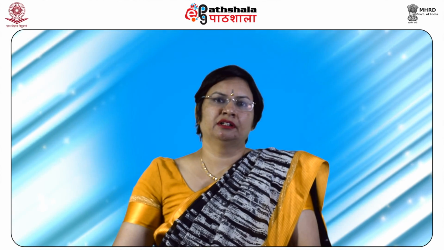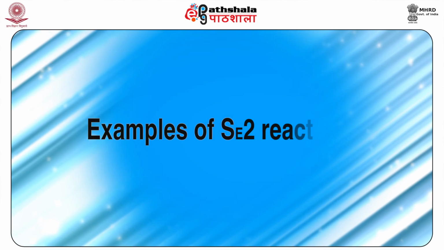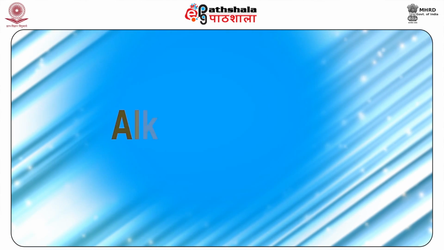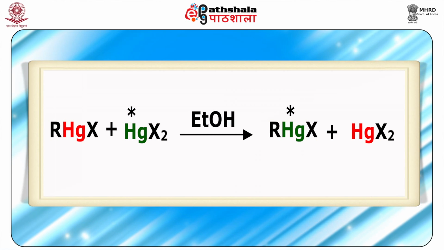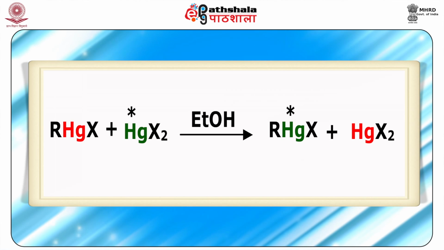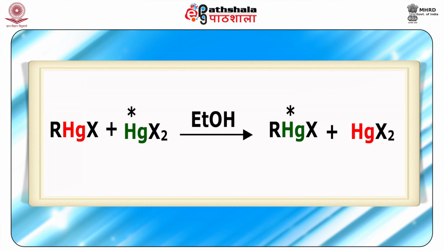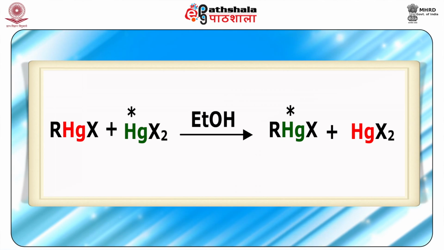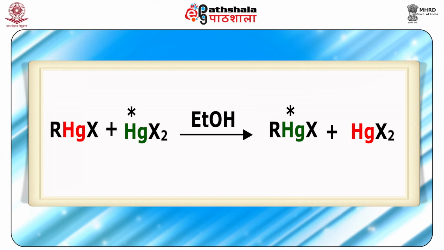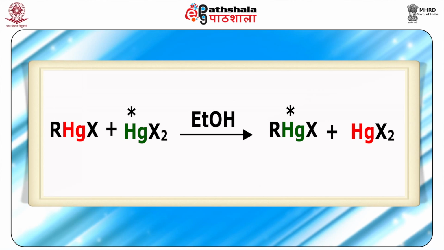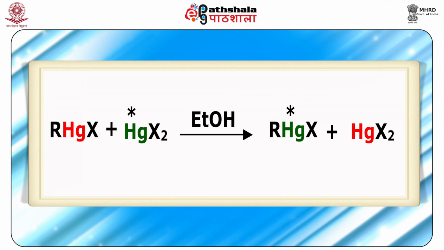Now, after studying the mechanism of SE2 and knowing what SE2 is, let us consider some examples of SE2 reactions. First is the alkyl exchange. The rate of this reaction as shown here, that is RHgX plus HgX2, where Hg is labeled, in the presence of ethanol giving RHgX plus HgX2. So, the rate of this reaction where the alkyl exchange is happening with an alkyl mercury substrate was found to follow second order kinetics with retention in configuration.